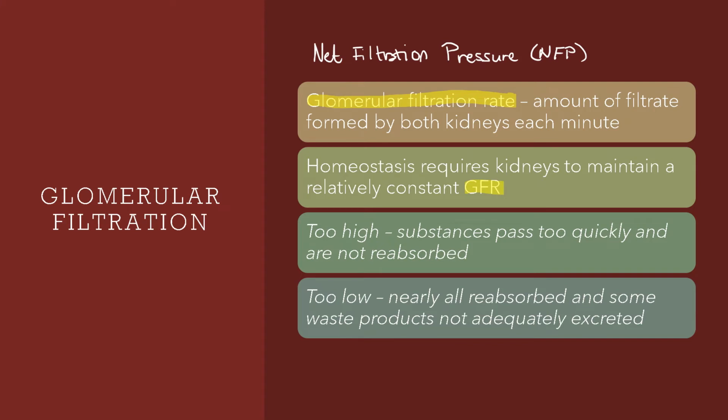Now, the kidneys do need to maintain a relatively constant GFR. If the filtration rate is too high, then the substances will travel through the glomerulus too quickly, and then nothing can be reabsorbed, or not enough will be reabsorbed. If the GFR is too low, then nothing will be excreted because everything's going to be reabsorbed. So we have to have that really good balance and a relatively constant GFR in the kidneys.